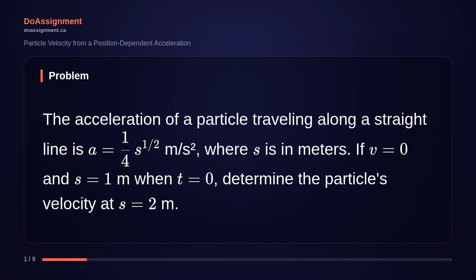The acceleration of a particle traveling along a straight line is a equals 1/4 times the square root of s in meters per second squared, where s is in meters. If v equals 0 and s equals 1 meter when t equals 0, determine the particle's velocity at s equals 2 meters. Now, let us work through the solution step by step.